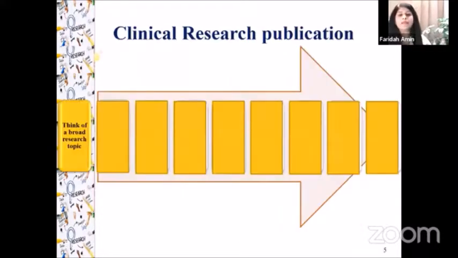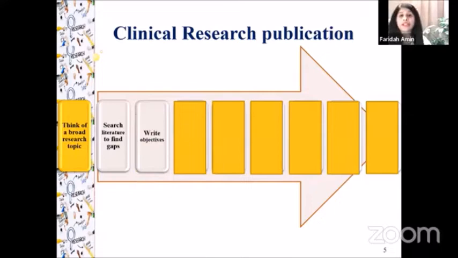So what are the steps of writing a clinical research protocol and then publishing your study? First of all, you come up with a broad research topic. After that, you start searching literature to find a gap so that you have a rationale to do your research. Then you write your objectives, which should be measurable, specific. And then you design a research protocol with the complete methodology, the data analysis methods, the ethical considerations, the questionnaire, whatever the study design is like.